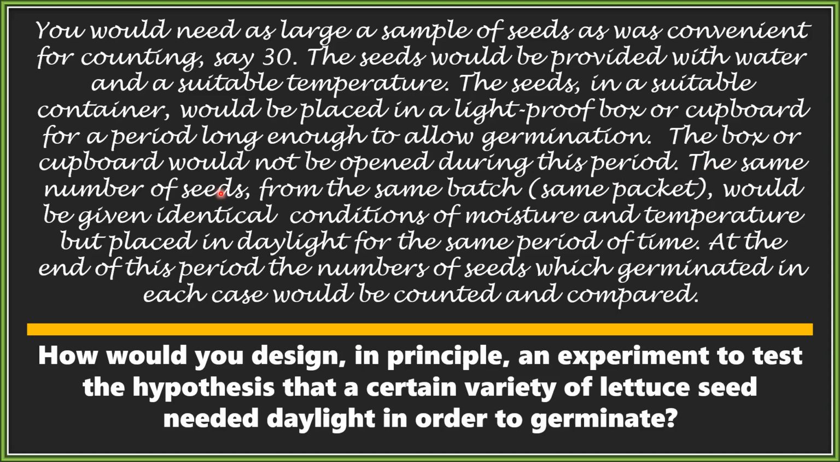The same number of seeds from the same batch, same packet, would be given identical conditions of moisture and temperature, but placed in daylight for the same period of time. At the end of this period, the number of seeds which germinated will, in each case, be counted and compared.